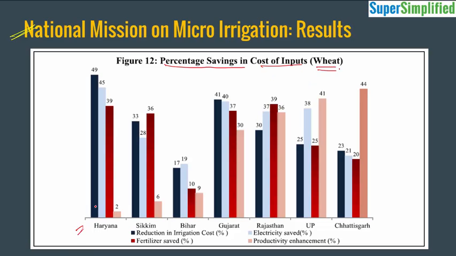So if you talk about Haryana, then 49% saving was there in irrigation cost when micro irrigation was employed, and 45% saving in electricity, 39% saving in fertilizer, and there was a 2% increase in the productivity also. Now if you come to Chhattisgarh, then there was a 44% increase in the productivity because you were using less inputs, and output was increasing because of fertigation and other things, right? So these past experiences are actually reinforcing what the economic survey is proposing.